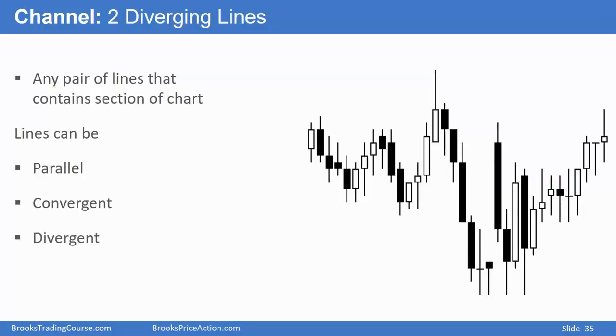Lines can also diverge. So we have a higher high, a lower low, and we tried to get another lower low. We reversed up several times. This is also a channel. It's a horizontal channel where the lines are divergent. It's a type of expanding triangle. Anytime you can draw 2 lines on the chart and they contain the price action, you have a channel. Whether the lines are parallel, get closer together, convergent, get further apart, divergent, traders will still watch to see how the market reacts near the lines.